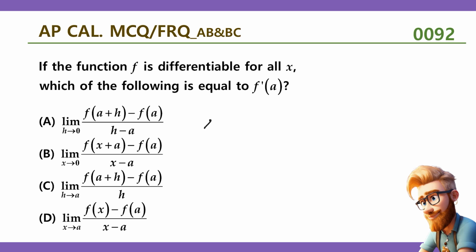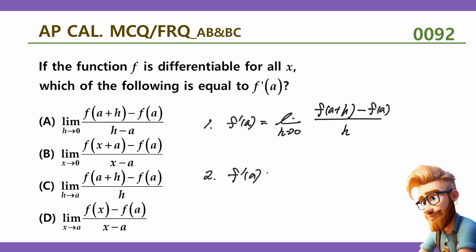Number one is f prime a can be written as the limit as h approaches 0 of f of a plus h minus f of a over h. That's one definition. Number two, it can be written as the limit as x approaches a of f of x minus f of a over x minus a, right? So, f prime a can be written as this.